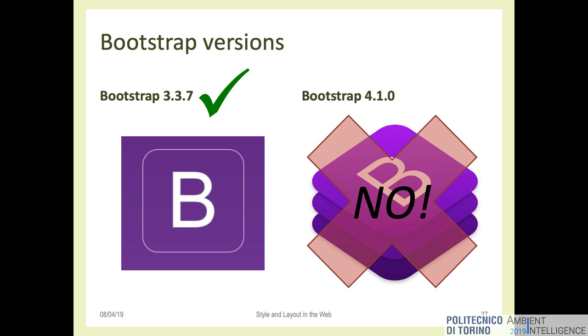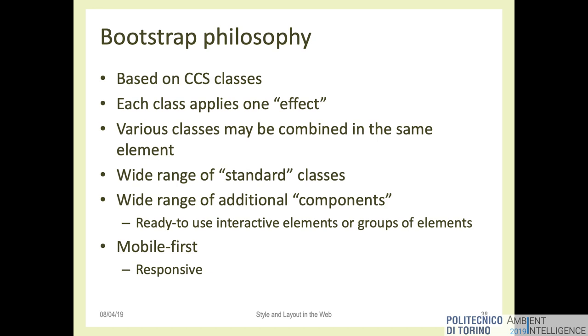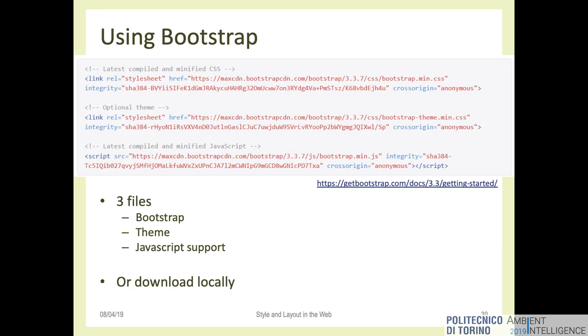Bootstrap 4 is modular, is very well done, but is quite complex to get started with. Instead, Bootstrap 3 is simpler to get started. It also has a simple structure to be applied. So we will stick with Bootstrap 3 for now. Bootstrap is based on CSS classes, only CSS classes, and each class applies one, let's say, effect, and various classes could be combined together in the class property of a tag. It has a lot of standard components, standard classes, and is responsive, as I said to you before.